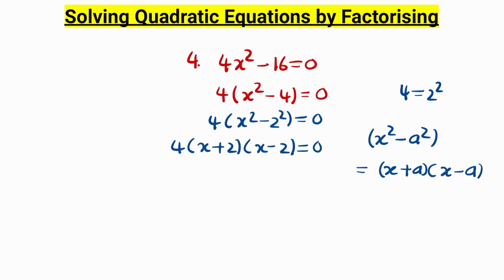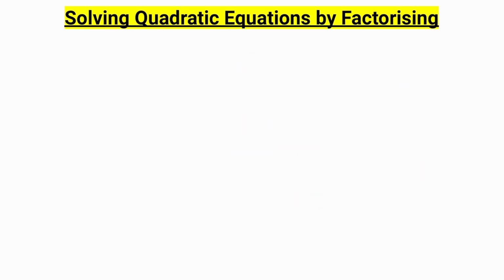Now we can equate each of the brackets to 0. X plus 2 equal 0. X minus 2 equal to 0. In the first equation, we can take plus 2 to the other side as minus 2. X equal minus 2 here. In the second equation, we can take minus 2 to the other side as plus 2. X equal to 2.